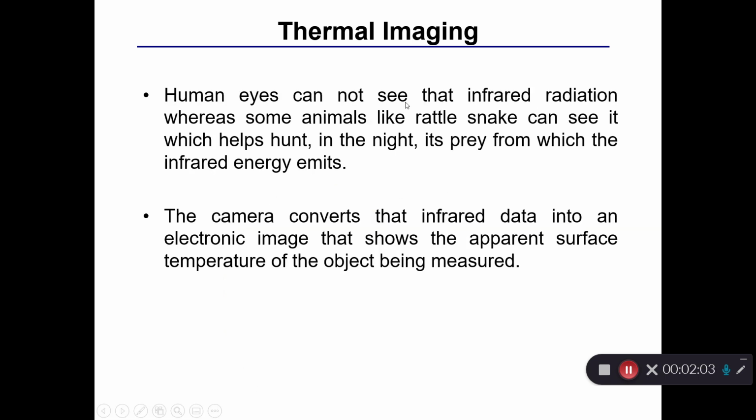So normally, as I said, human eyes cannot see the infrared radiation, whereas some animals like the rattlesnake can see that through their eyes, which is very helpful for them to hunt their prey. Basically, those prey will be visible even at night time. So it basically helps them to hunt their prey. And so the camera converts that infrared data into an electronic image that shows the apparent surface temperature of the object being measured.